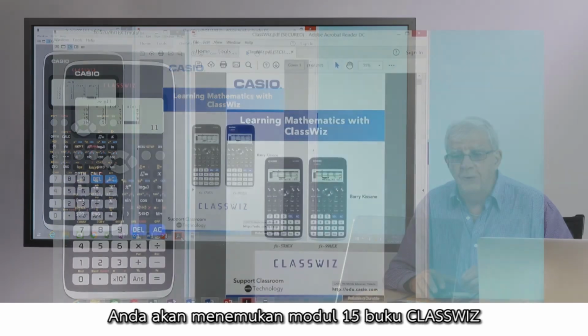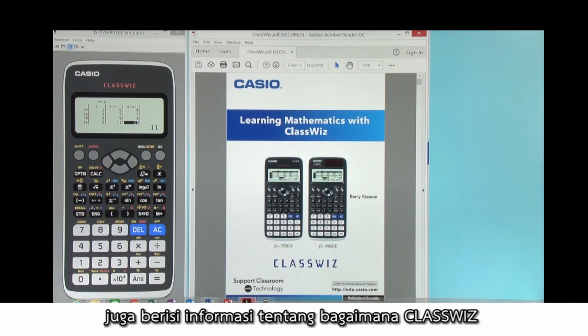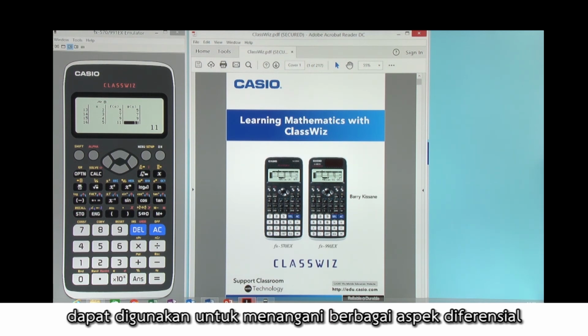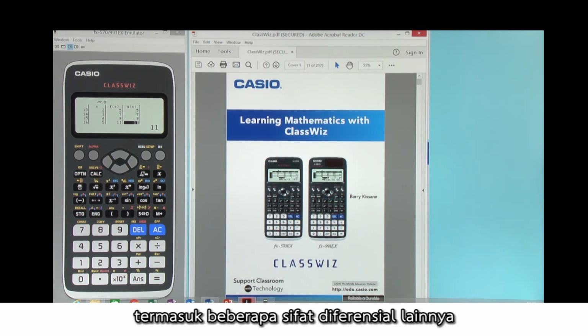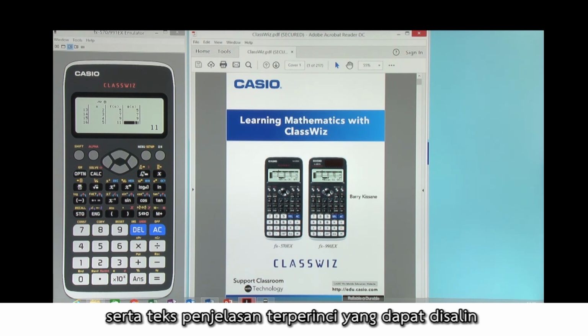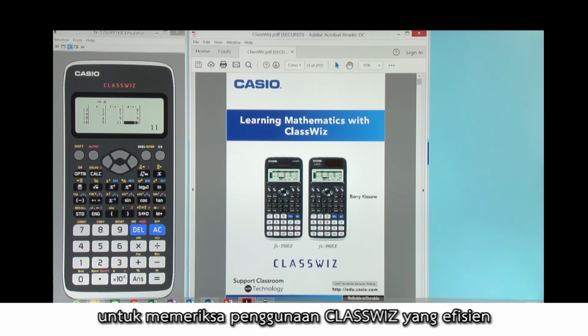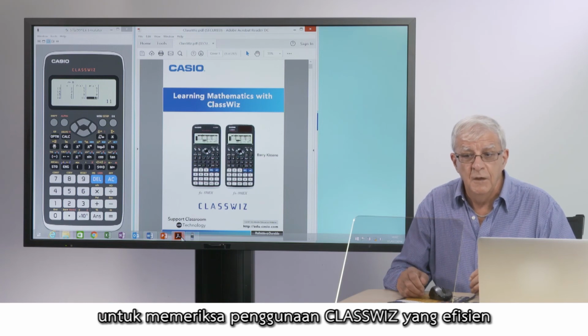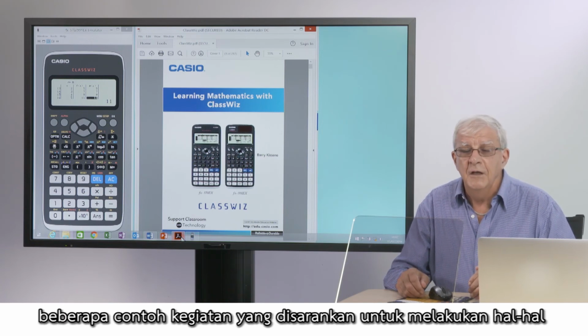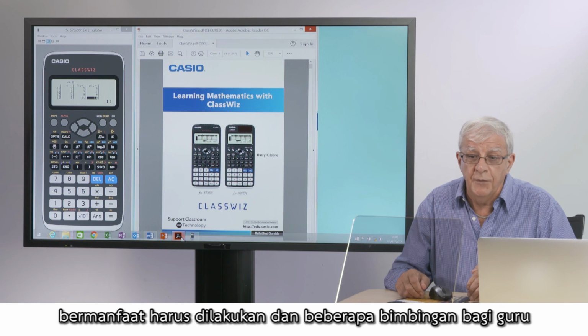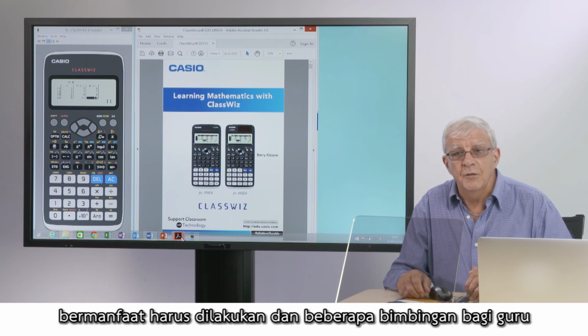You'll find Module 15 of the ClassWiz book also contains information on how ClassWiz can be used to deal with various aspects of derivatives, including some of the properties of derivatives, as well as detailed explanatory text which can be copied for students as well as teachers. The module includes some exercises to check efficient ClassWiz use, some examples of activities to suggest educationally valuable things to do, and some guidance for teachers.